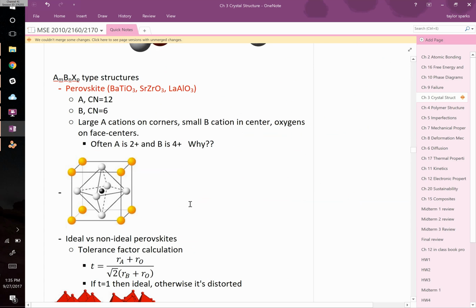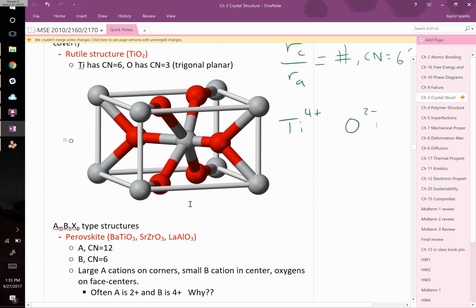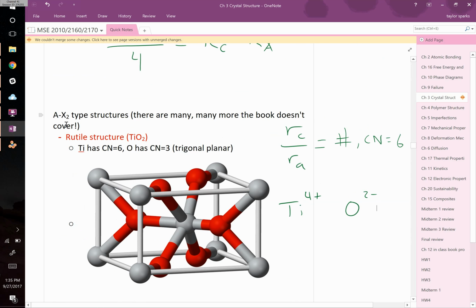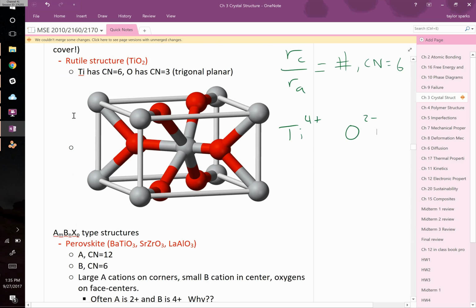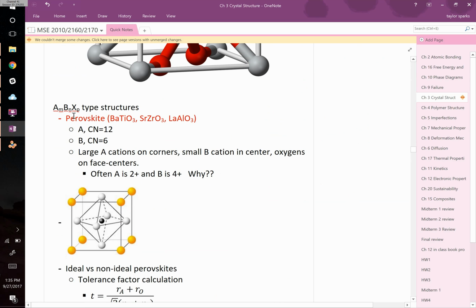Okay. Now let's move to a different structure type. You know, there's tons more. I'm skipping a ton of things here, right? Because this is just an introductory class. There's lots and lots of other AX2 types or A2X types. Let's go to the ABX type structures though, right?